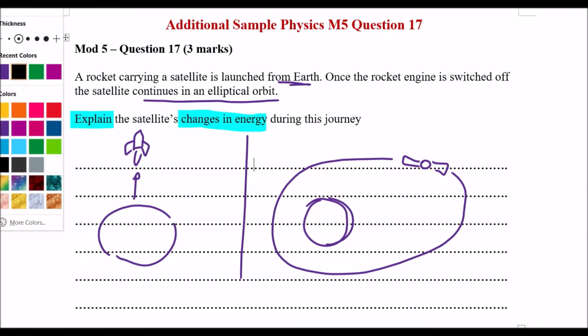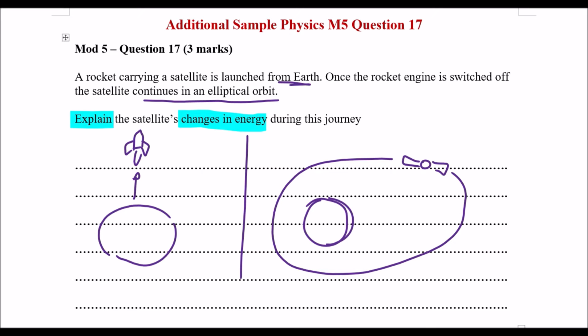So I guess what we can look at is firstly, what type of energies do we see during the launching phase, and what do we see during the orbiting phase? So that's what we want to look at. Okay, so let's firstly address this one here. What type of energies do we have at launch?